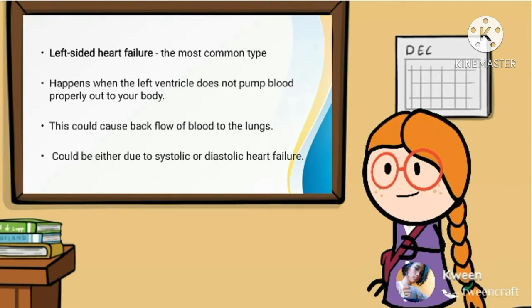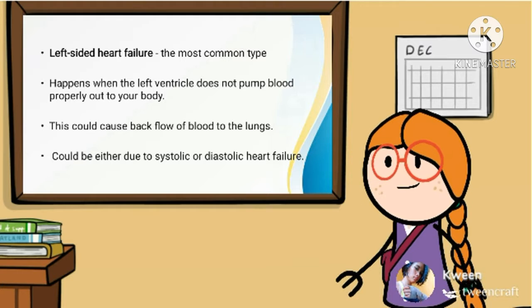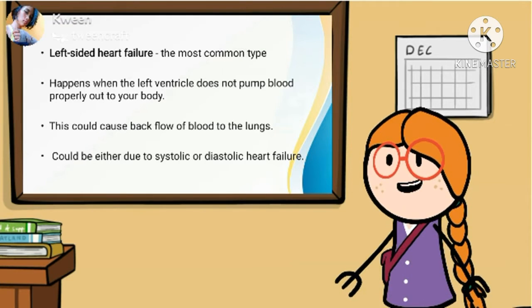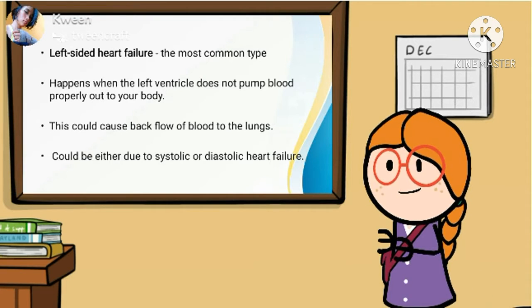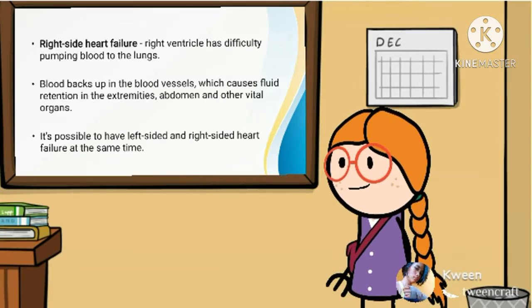Congestive heart failure has two main types. One is the left-sided heart failure, which is the most common type of congestive heart failure. It occurs when the left ventricle does not pump blood properly out to the body. As the condition progresses, fluid or blood can build up in your lungs. This makes breathing difficult, along with the other symptoms of left-sided heart failure. Left-sided heart failure could also be due to either systolic or diastolic heart failure.